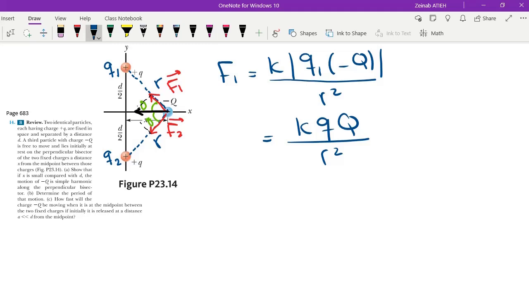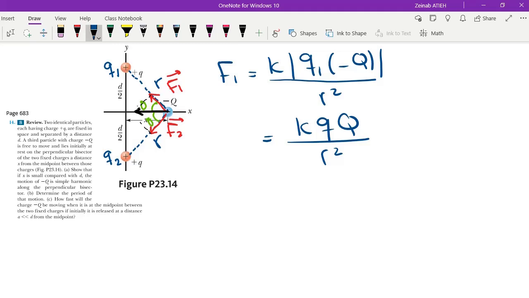I draw it. How do I draw F1? I look at minus q and q1. q1 is positive, given, it's plus q. And minus q is negative, he told me it's negative. So they attract each other. The force exerted by q1 on minus q is an attractive force. So I draw F1 on the line joining q1 and minus q, towards q1. Okay, so I've drawn F1 as you can see in red.